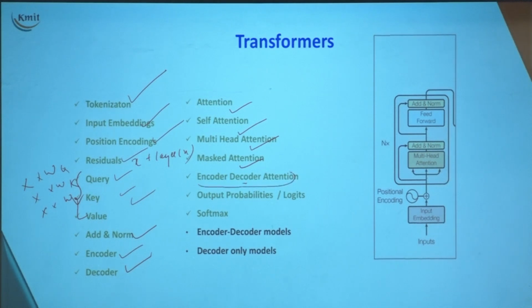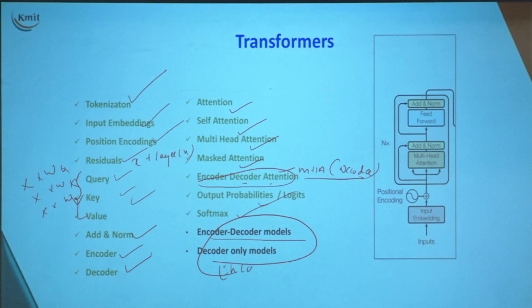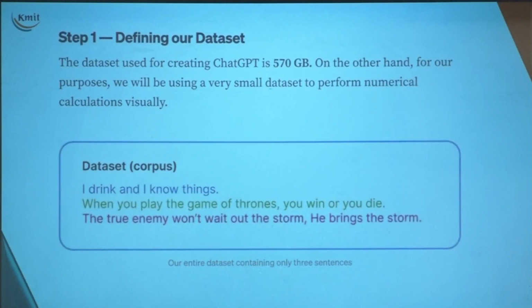What is this decoder attention? This is the second MHA. The second decoder MHA is also called encoder-decoder attention. Cross-attention, encoder-decoder attention, or MHA of the decoder, all are one and the same. And then finally we get output probabilities by applying the softmax function. There are a few architectures only on encoder-decoder, a few only on decoders, and a few only on encoders also. Is that clear, everybody? Did you all understand?